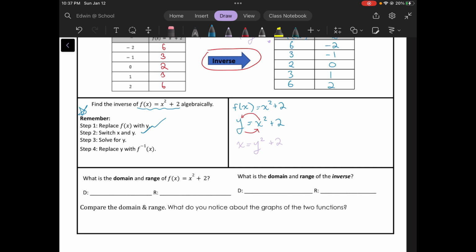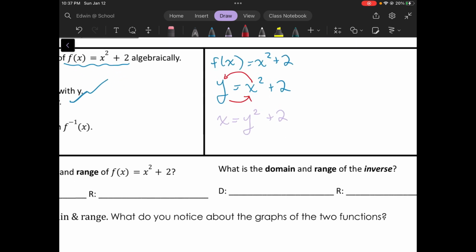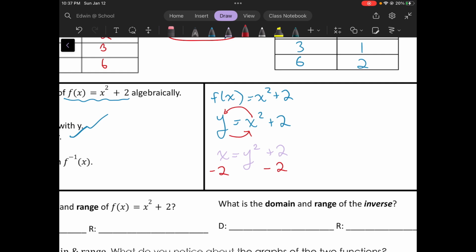So that is step 2 done. Now step 3, we're going to solve for y. Meaning whatever y is, wherever y is, we want it by itself. So if we have this squared plus 2 on one side, we want to first subtract that 2 to get the y closer to being by itself.